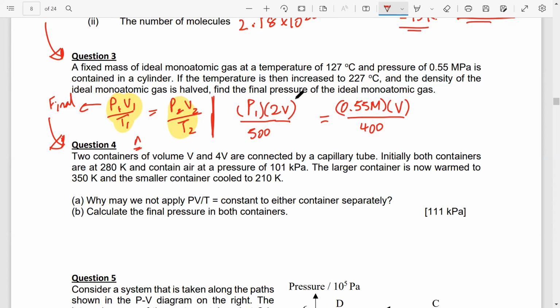So from here, it's pretty straightforward. We are just going to cancel the V. And we will get our P1 as 0.55 divided by 400 times 500, then divided by 2. You'll get 0.34 megapascals. That will be the answer.